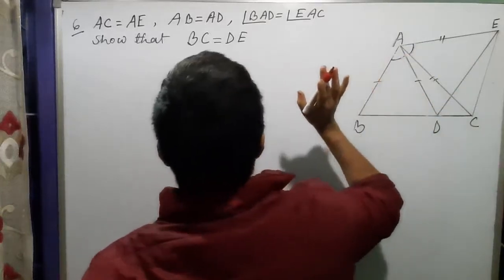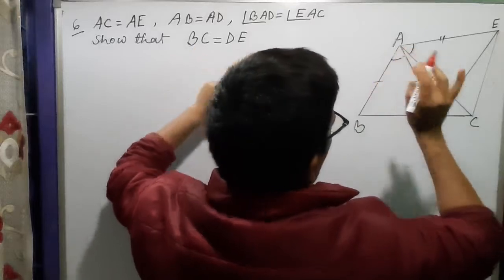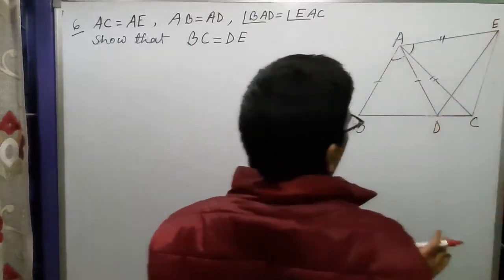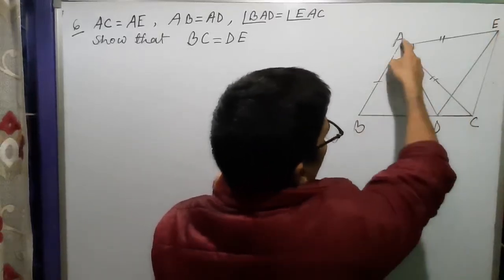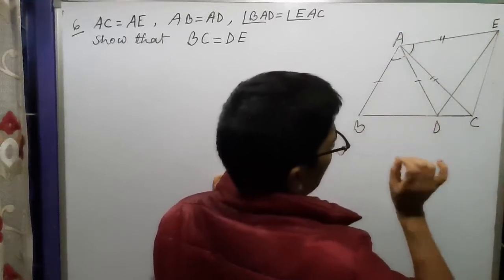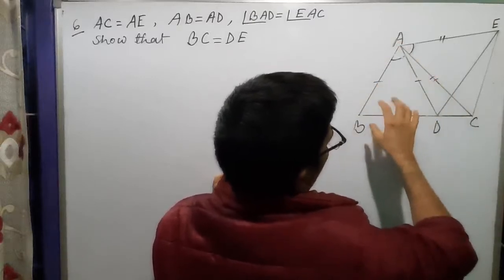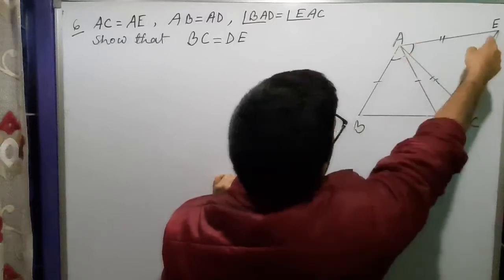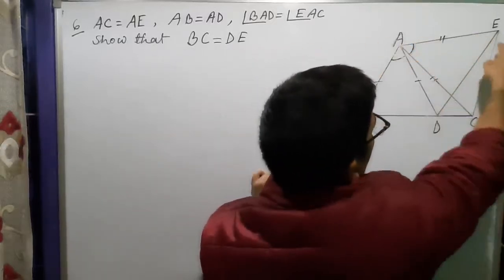Okay, what do we have to prove? What you have to prove is BC equal to DE. So BC is this line, BC equal to DE. You check. BC is the side of triangle ABC. No other triangle's side. It is the side of triangle ABC. And then DE is a side of triangle ADE.